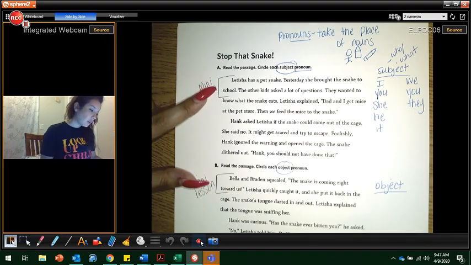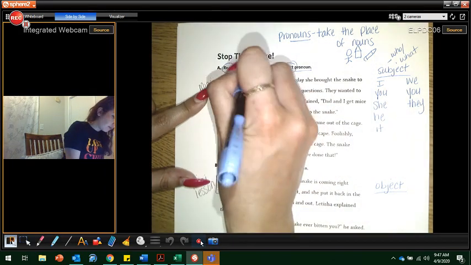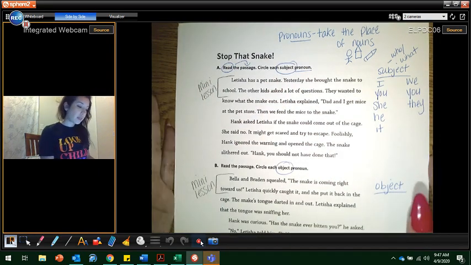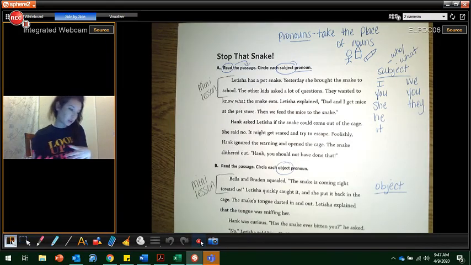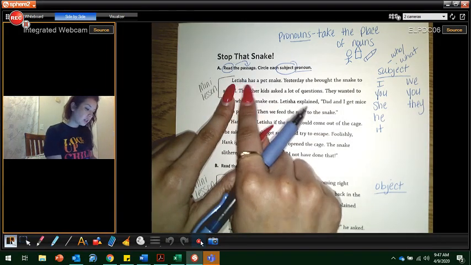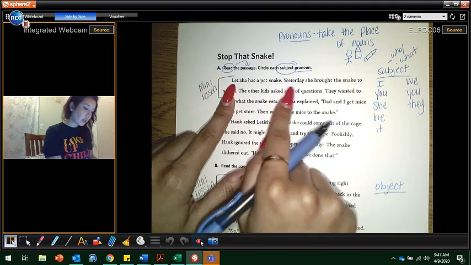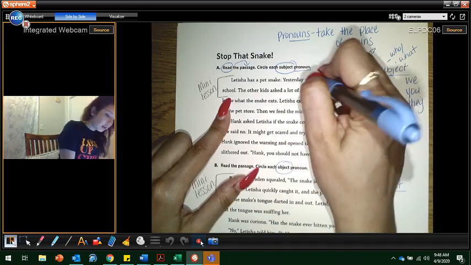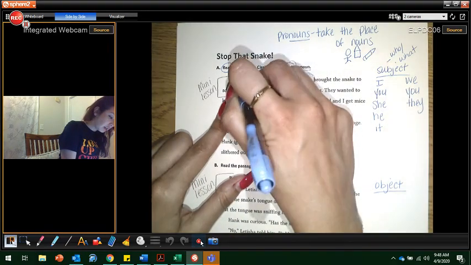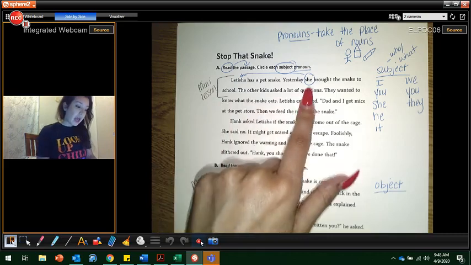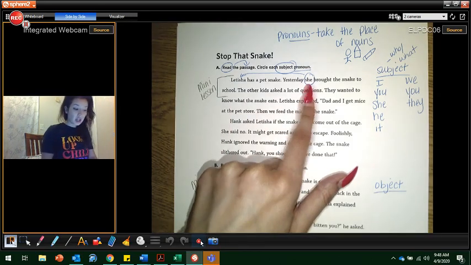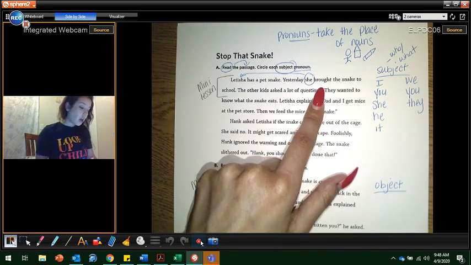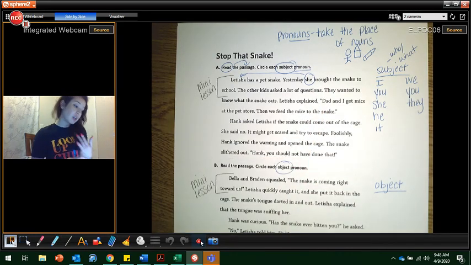Now, in this passage, after we read it, we're going to circle the subject pronouns. These are the pronouns that take the place of the subject. So as I'm reading, Letitia has a pet snake. Yesterday, she brought the snake to school. Now, she here is replacing Letitia, and it is the subject of the sentence because she is the one doing the action. She is the one the sentence is about. Every time we use a pronoun, it is taking the place of a subject.